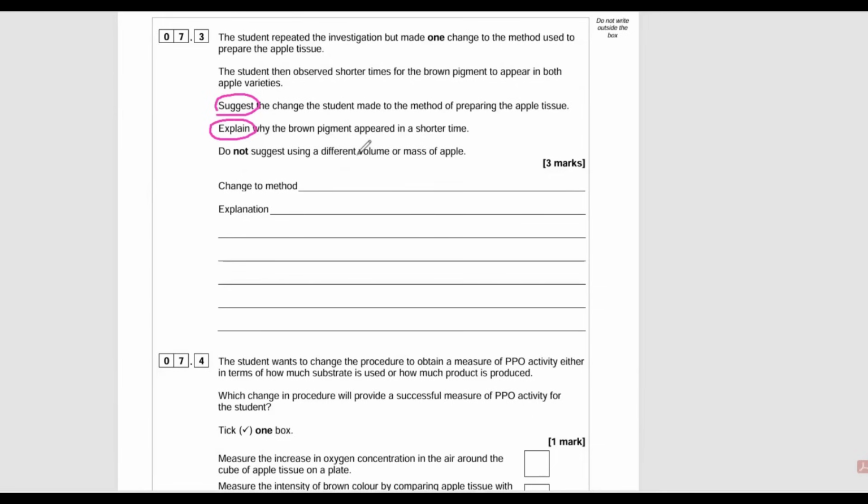Do not suggest using a different volume or mass of apple. So we can't really suggest, oh, you used more apple. So we can't say there was more phenol compounds. Why can't we say more phenol compounds? Because you can't control that. That's produced by the cells of the apple, right? That's not controlled by the person. We're not injecting the apple with phenol compounds.